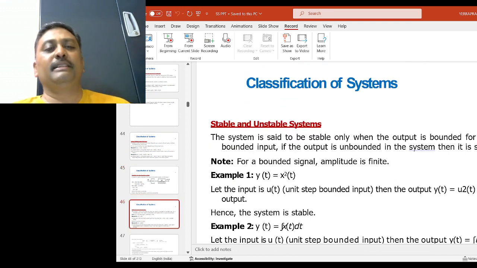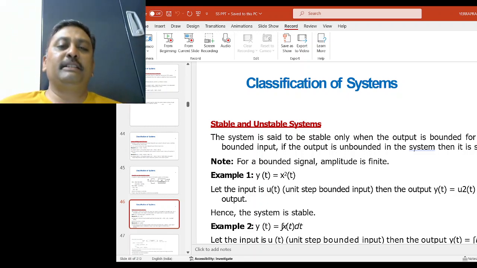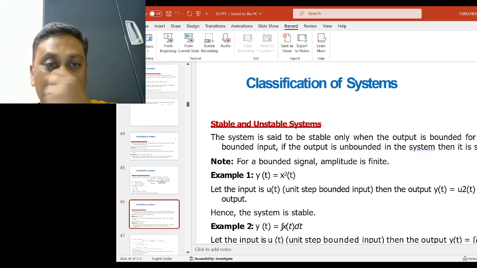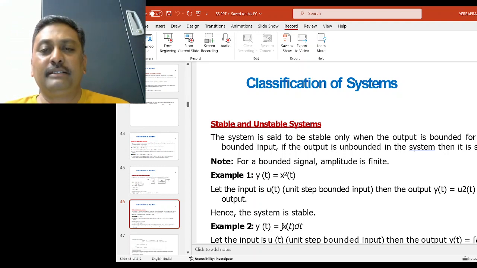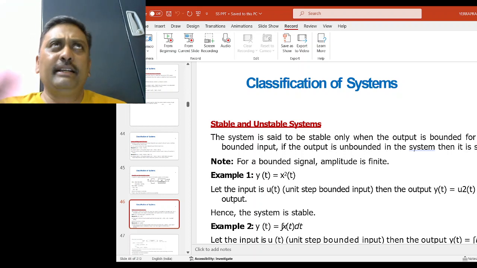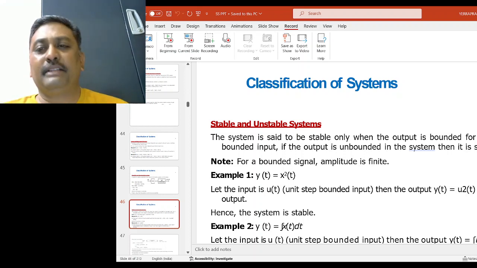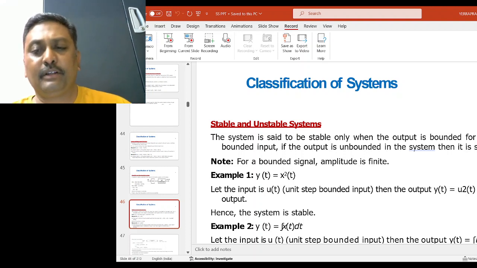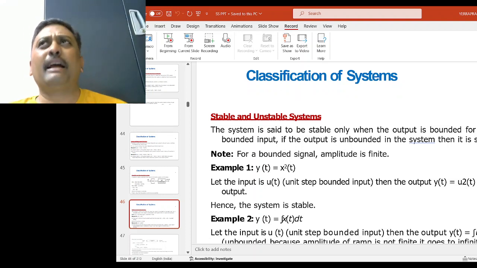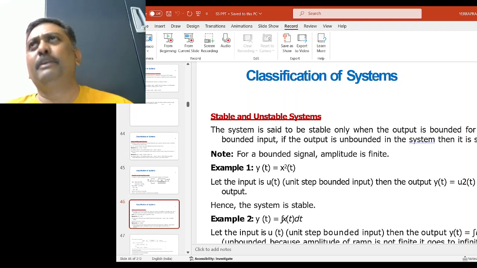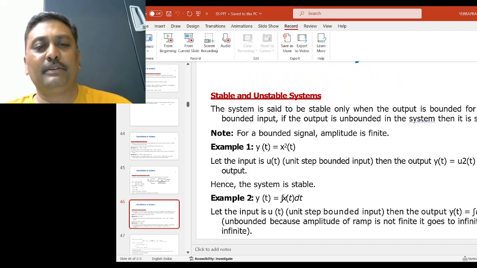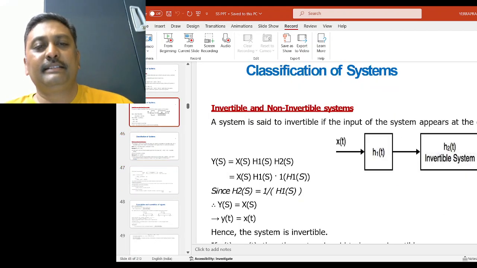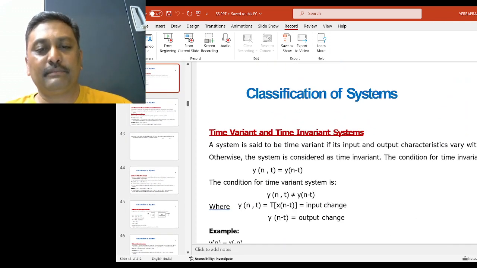Stable and unstable systems: a system is said to be stable only when the output is bounded for a bounded input. Suppose you give a limited input and get an unlimited output, that is called an unstable system. For a bounded signal, the amplitude is finite. For an unbounded signal, the amplitude is infinite. You may take the example of a ramp signal, where the amplitude would be almost infinite; you may get any value of the amplitude. So these are the different types of classifications of systems.